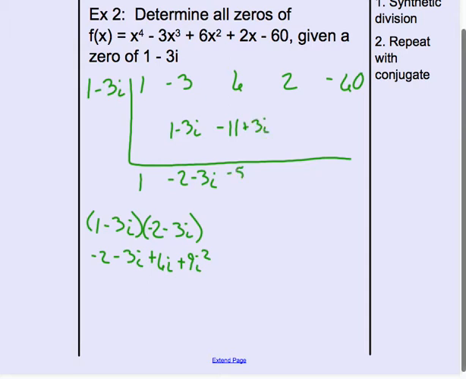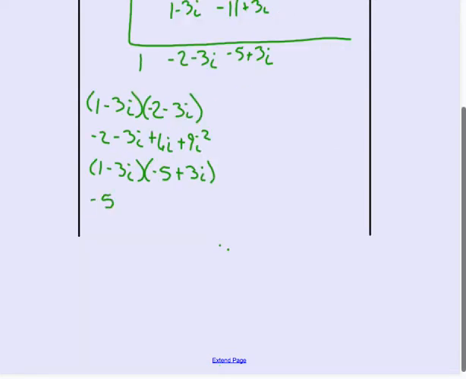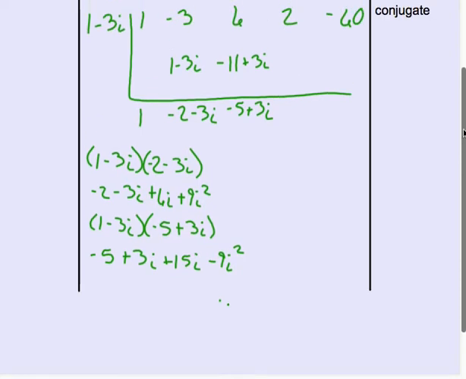Combining that with my 6, again, make sure you're adding those real parts together, and now I have some more FOILing to do. So 1 minus 3i times my negative 5 plus 3i, and I get a little more room to work here. So combining my like terms, that negative 9i squared is really a positive 9, plus 5 is 4, plus 18i. Adding that to my 2, I have 6 plus 18i.